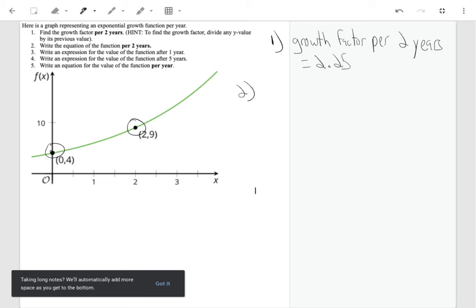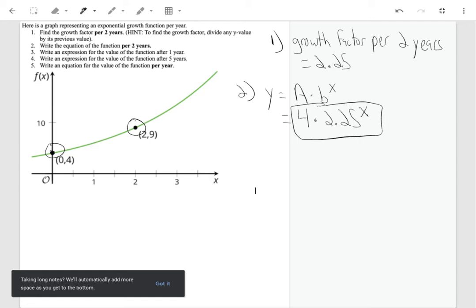Okay. Number 2, write the equation of the function per 2 years. So let's fill in our formula here. What is my initial value of the function? Well, at x equals 0, we start at 4. So 4 is the initial value. And we already said our growth factor is 2.25. So my equation is 4 times 2.25 to the power of x.